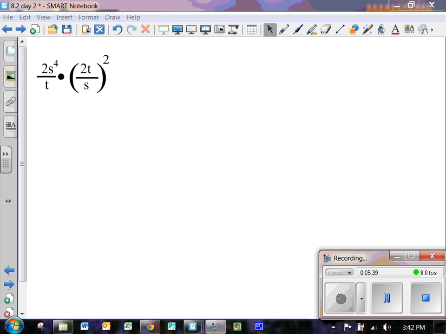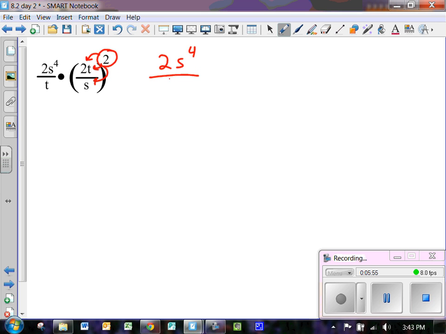All right, so first thing I would do is I would look at bringing that 2 in, this 2 right here. So this 2 right here, I would bring that into everything. So we have 2s to the 4th still, all over t, times 2 squared, because that's 2 to the 2nd, t to the 2nd, because we're bringing that 2 in, all over s to the 2nd.